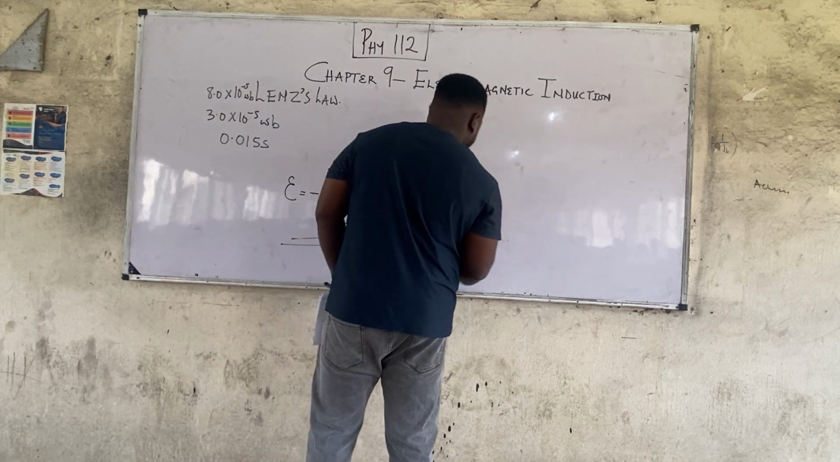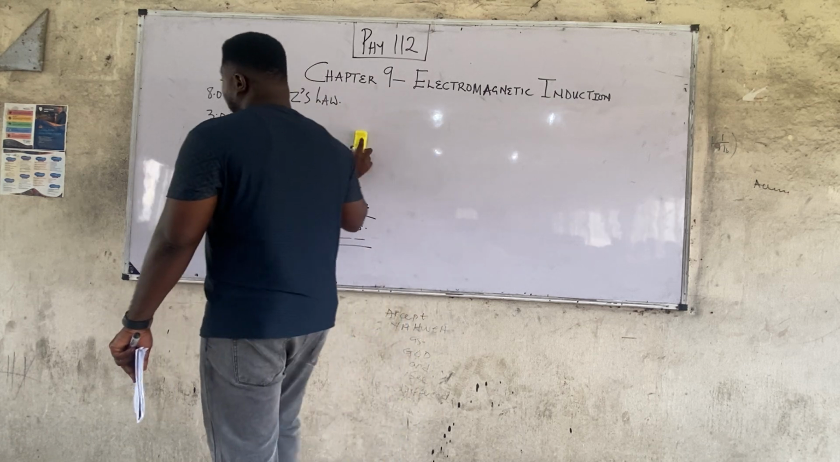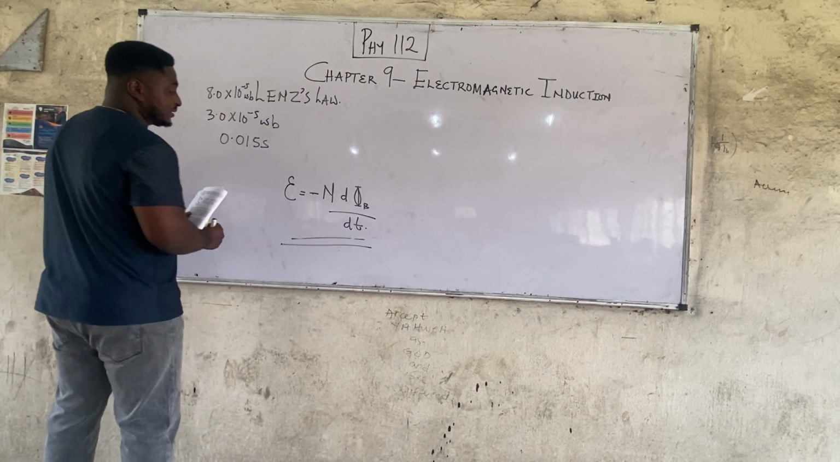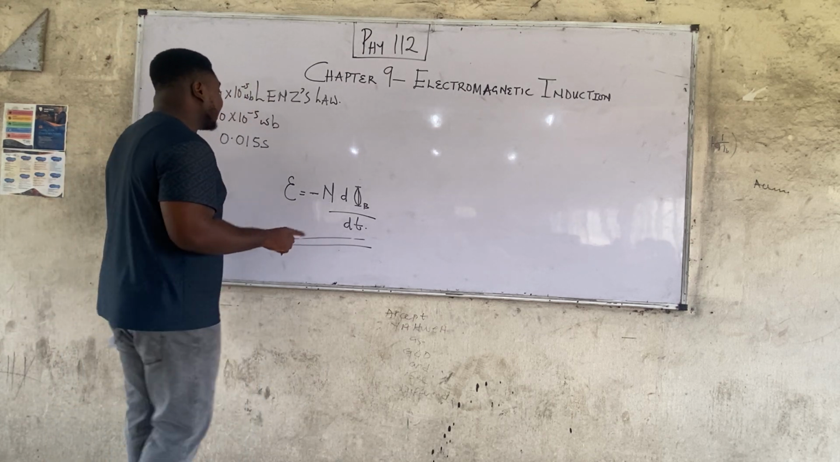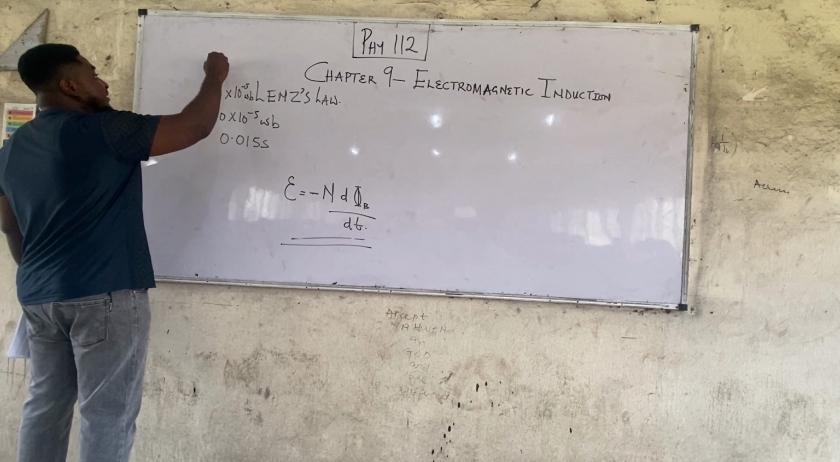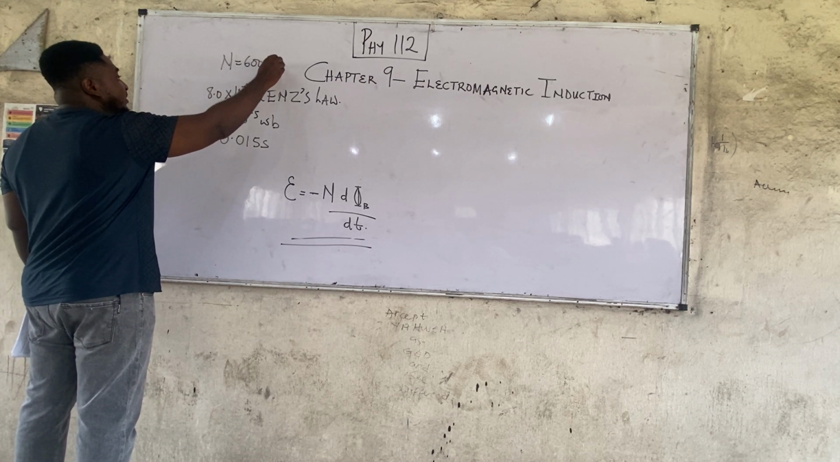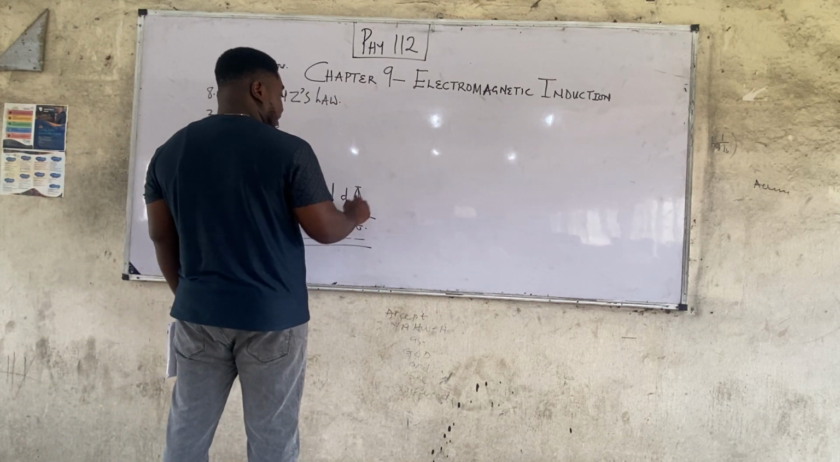So class, before we go to Lenz's law, I think you can quickly take this example under Faraday's law. We are asked to calculate the magnitude of the induced EMF. Class, the formula says induced EMF is minus N, where N means number of turns. How many turns did they give us? 600. Number of turns is 600 turns.